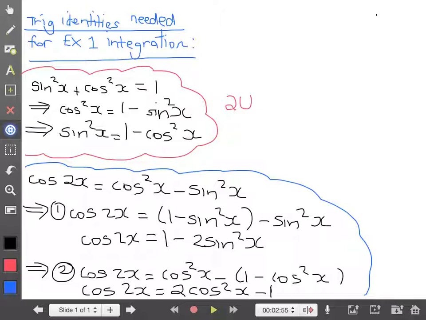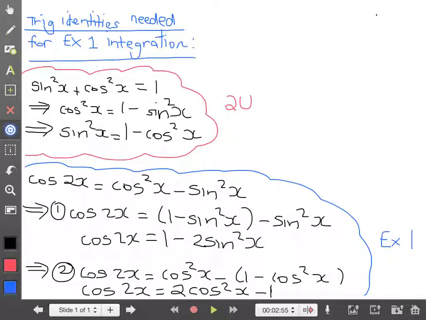So these are the Extension 1 trig identity, well, the only one that you need at the moment. Don't forget all the others. But this is the double angle formula for cos 2x. So when you're asked to integrate either cos squared or find the primitive of cos squared or sine squared, this is what you need to use and replace it.